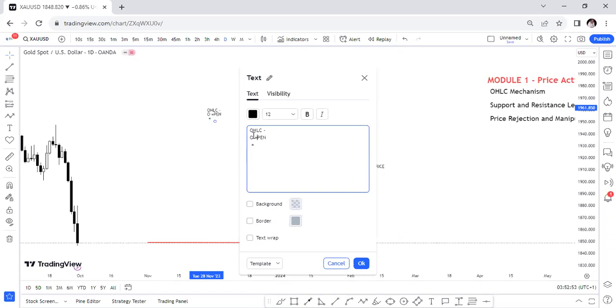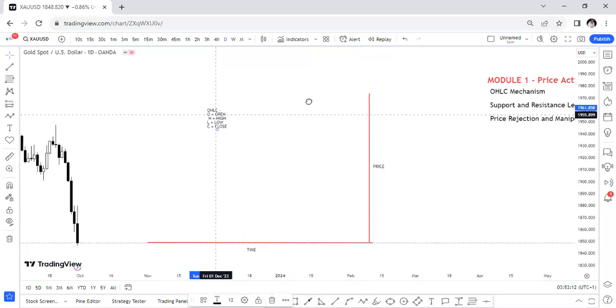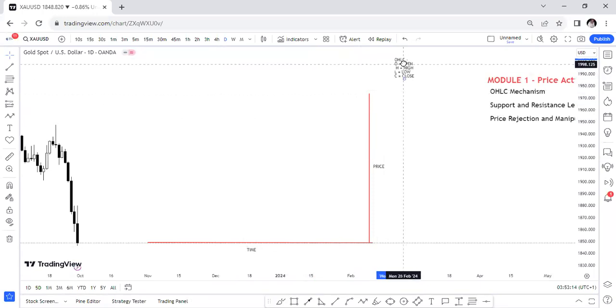O for open, H for high, then L for low, C for close. So that is the meaning of OHLC: open, high, low, close.